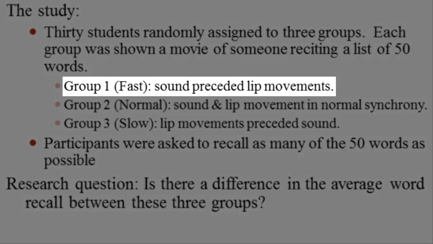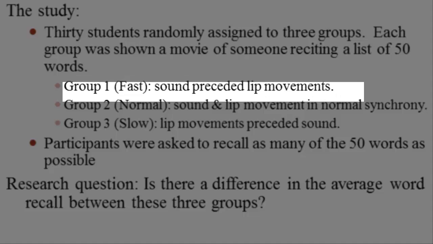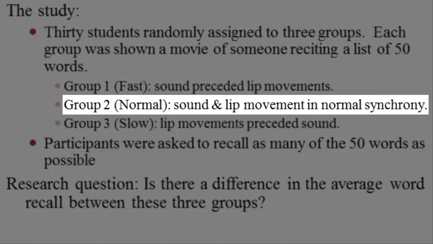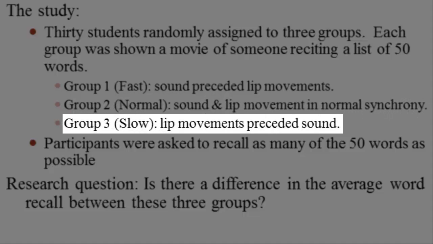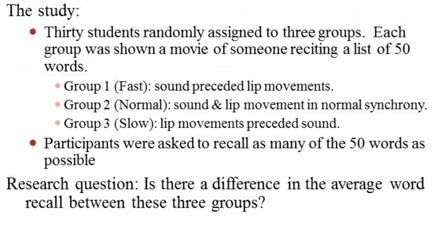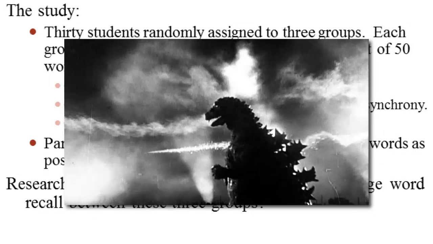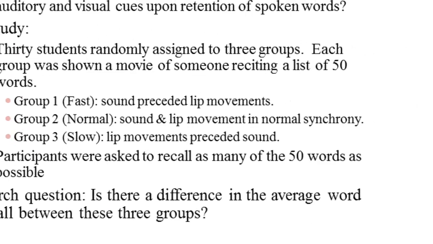Group number one is labeled the fast group, and there the sound came before the lip movements. Group number two is a normal group, and there it would be just like speaking or listening and talking to a person normally, where the lips moved and the sound came at the same time. Group three was the slow group, where the lips moved first and then the sound came. Groups 1 and 3 are kind of like watching a movie that's been dubbed into another language, where the lips and the sound don't line up or synchronize exactly correctly.